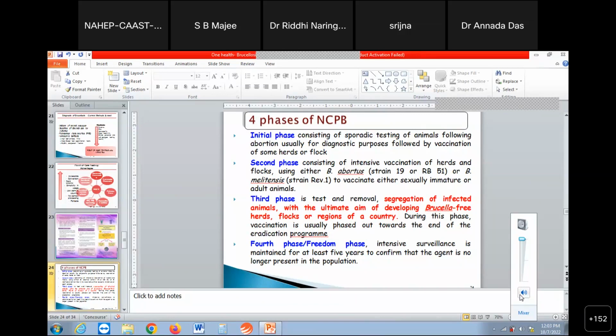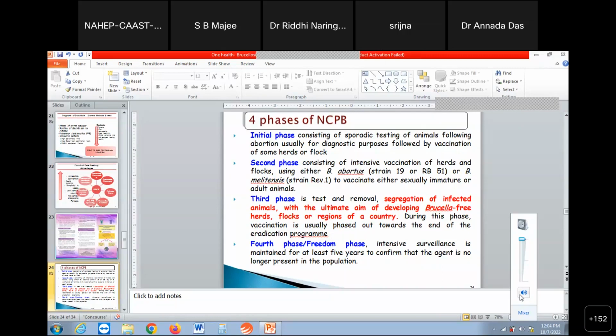So in a span of, say, 5 to 10 years, it was envisaged that most of the population where this program was being conducted will slowly become immune. During this phase, vaccination is usually phased out towards the end of the eradication program. So after removing all the infected animals, we create a brucella-free herd or flocks of animals. That is within the sheep and goat. But in sheep and goats, it was not possible to do it because of the risk of transmission to human beings. So Rev1 was not used.